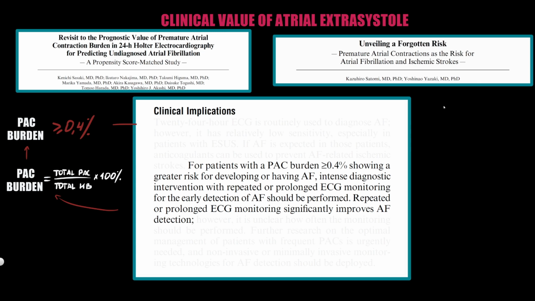As a result, patients with a premature atrial contraction burden greater than or equal to 0.4% have a greater risk of developing or having atrial fibrillation. In this case, repeated or prolonged ECG monitoring should be performed for atrial fibrillation detection.